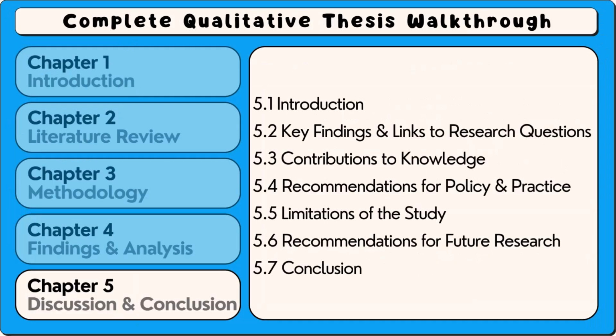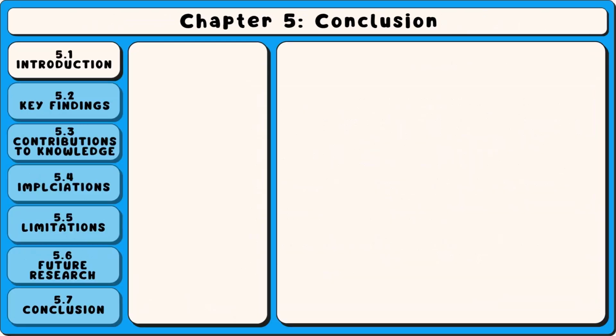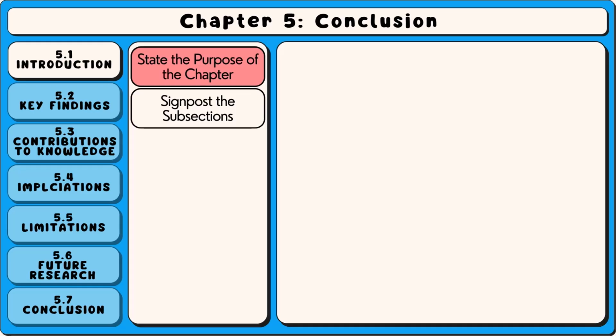Chapter 5 is the conclusion and discussion chapter. In this chapter, you will provide a final summary of the key findings of your study, explain how it made contributions to academic knowledge, suggest implications or recommendations for policy and practice, reflect on the limitations and challenges of the study, make suggestions for future research, including pointing out continuing research gaps in your topic, and leave a strong final concluding comment. The chapter starts with an introduction that states the purpose of the chapter and signposts the chapter sections.